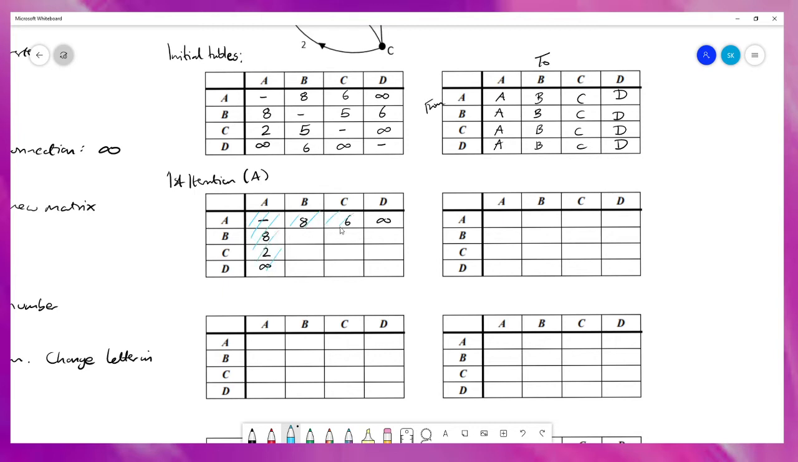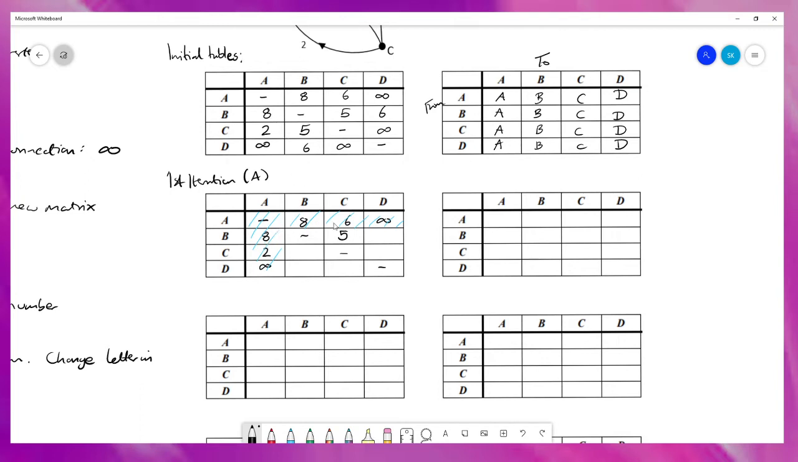So we shade that in. So what we're going to look at is, okay, these are still effectively 0. So we look at this box. We've got this C box here. Currently, the distance to get from B to C is 5. If we go B to A and then to C, the distance is 8 plus 6, which is 14. So 14 is bigger than 5, so we write down the 5.